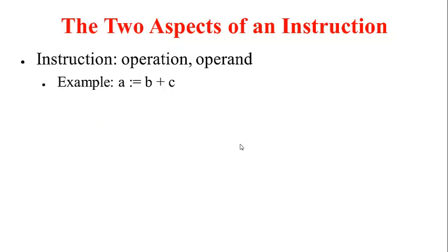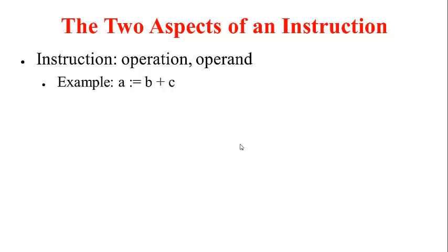In abstract, we have 2 parts to an instruction, the operation and the operand. Let's take an example. Here we have the variable a being assigned a value which is the sum of addition of variables b and c. Can you here identify what the operation is and what the operands are?